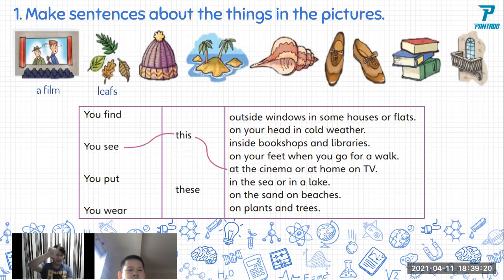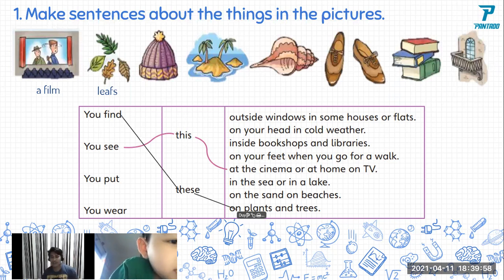Okay, I want you to write lines. For example, film: you see this at the cinema or at home on TV. Okay, next, leaves. Can you put a line? You find this on plants and trees. Good. Next. Hat. You wear this on your head in cold weather. Good job. Nice one.